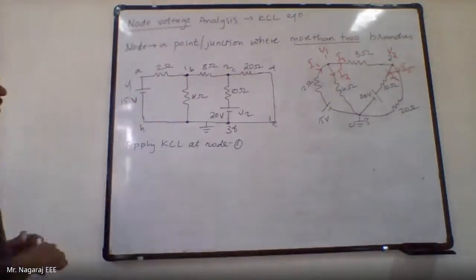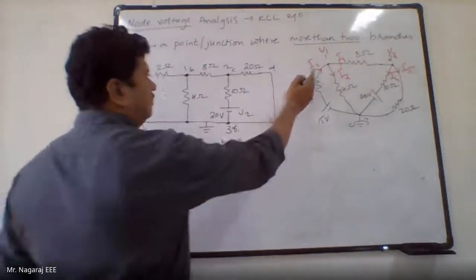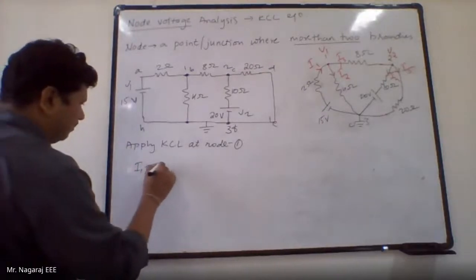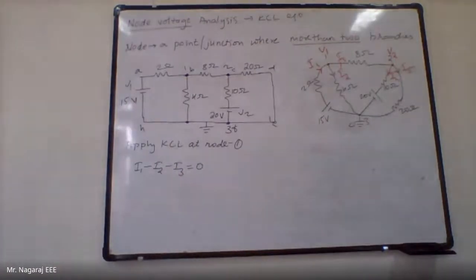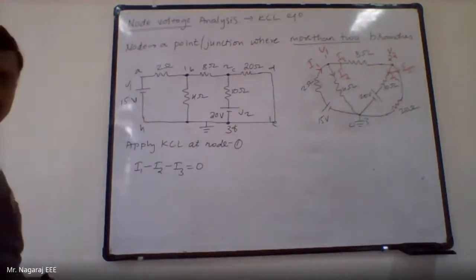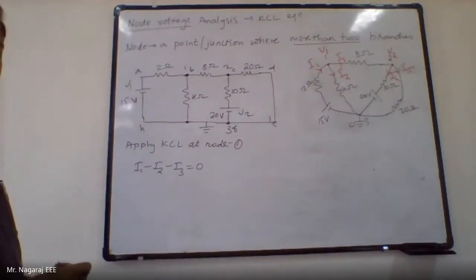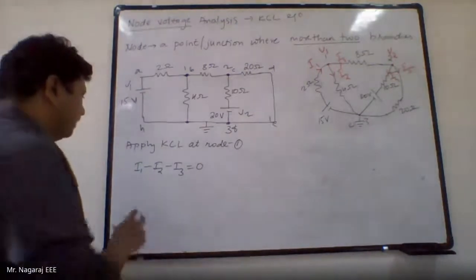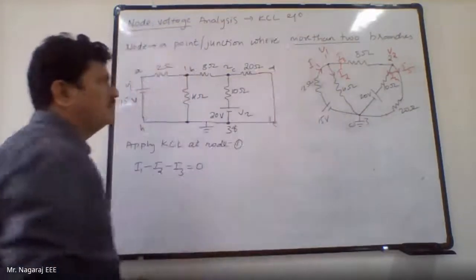Now coming to the application of KCL, I1 is incoming current, I2 is outgoing, I3 is outgoing. So I can write I1 minus I2 minus I3 is equal to 0. Sum of all the currents at a junction is 0. That is KCL. Now write the equation for I1, I2 and I3 in terms of node voltage or the potential difference across that branch. Now observe, current I1 is flowing from the 15 volt source towards the node V1.